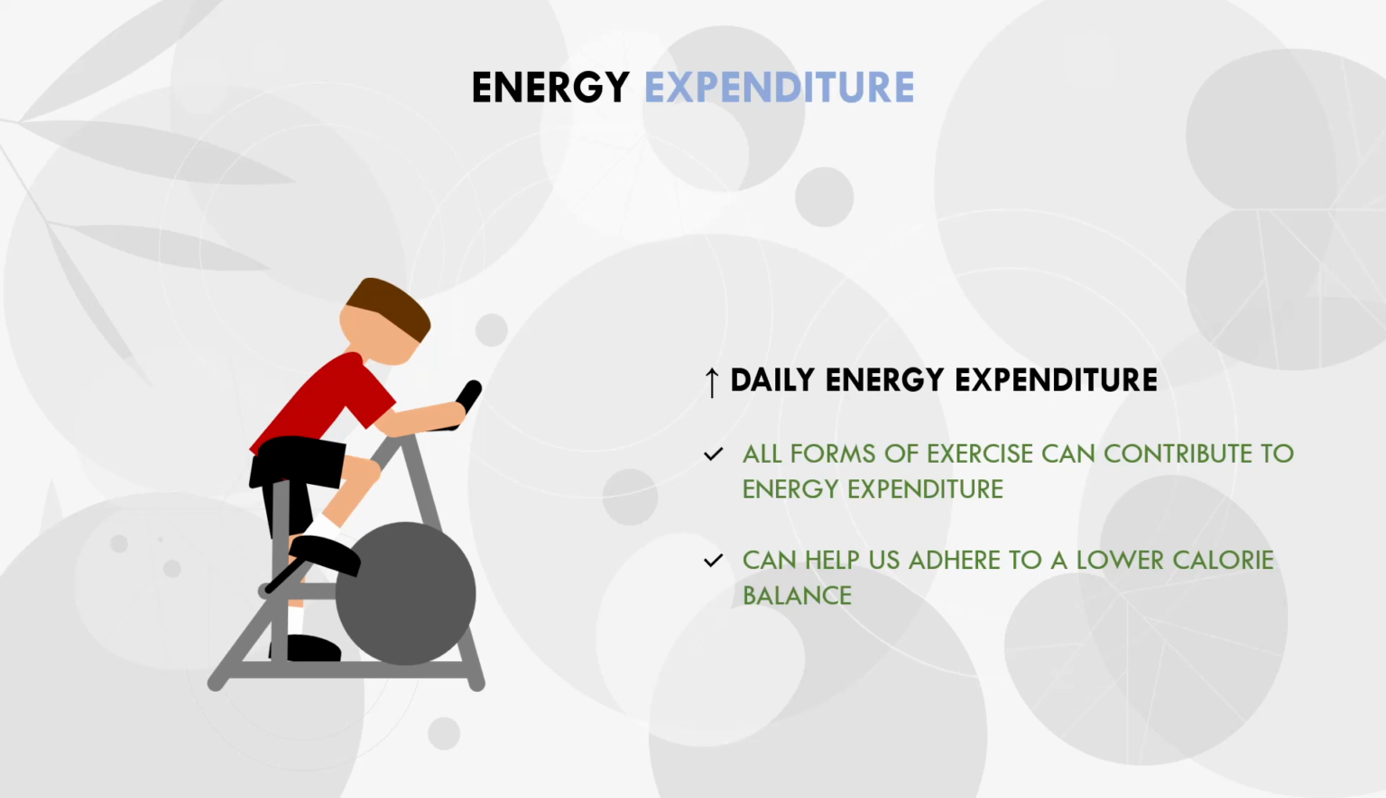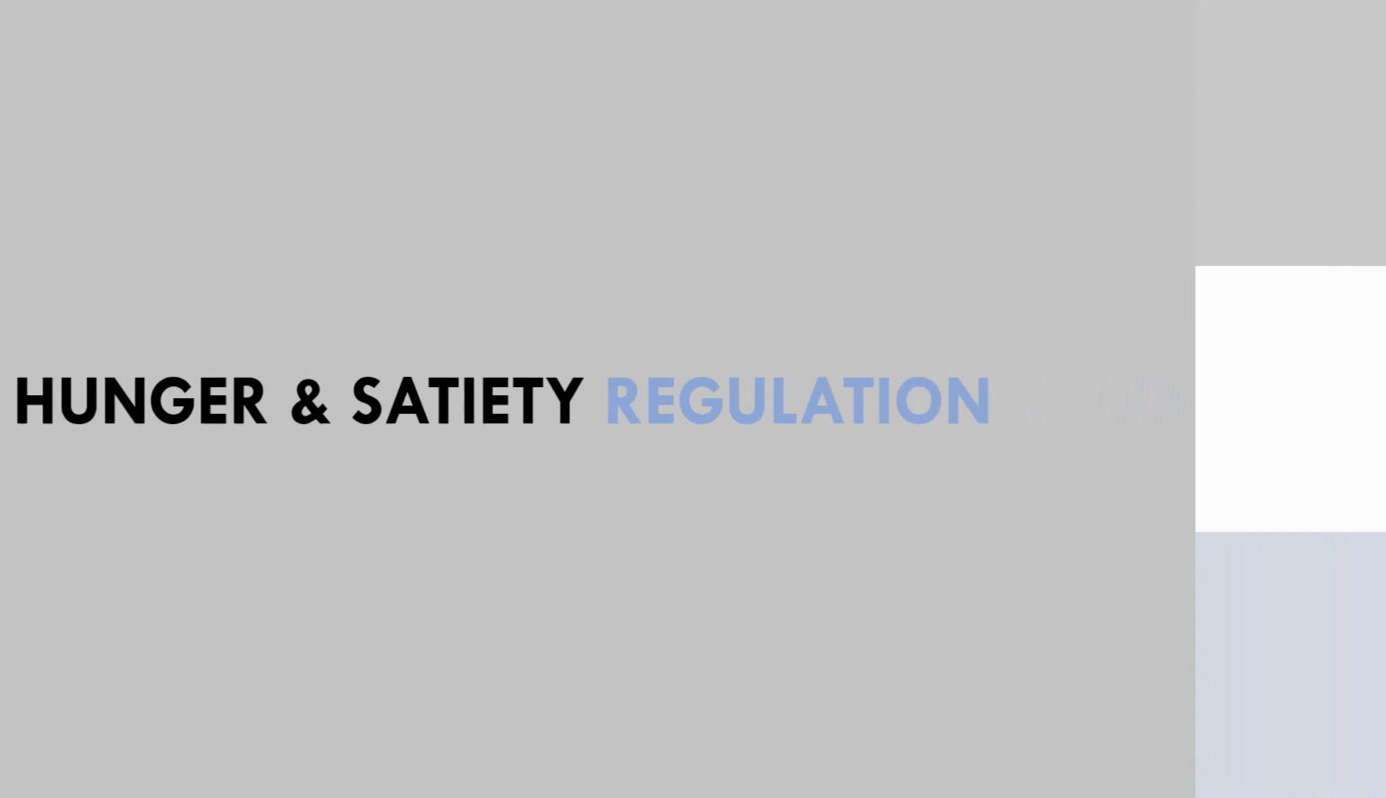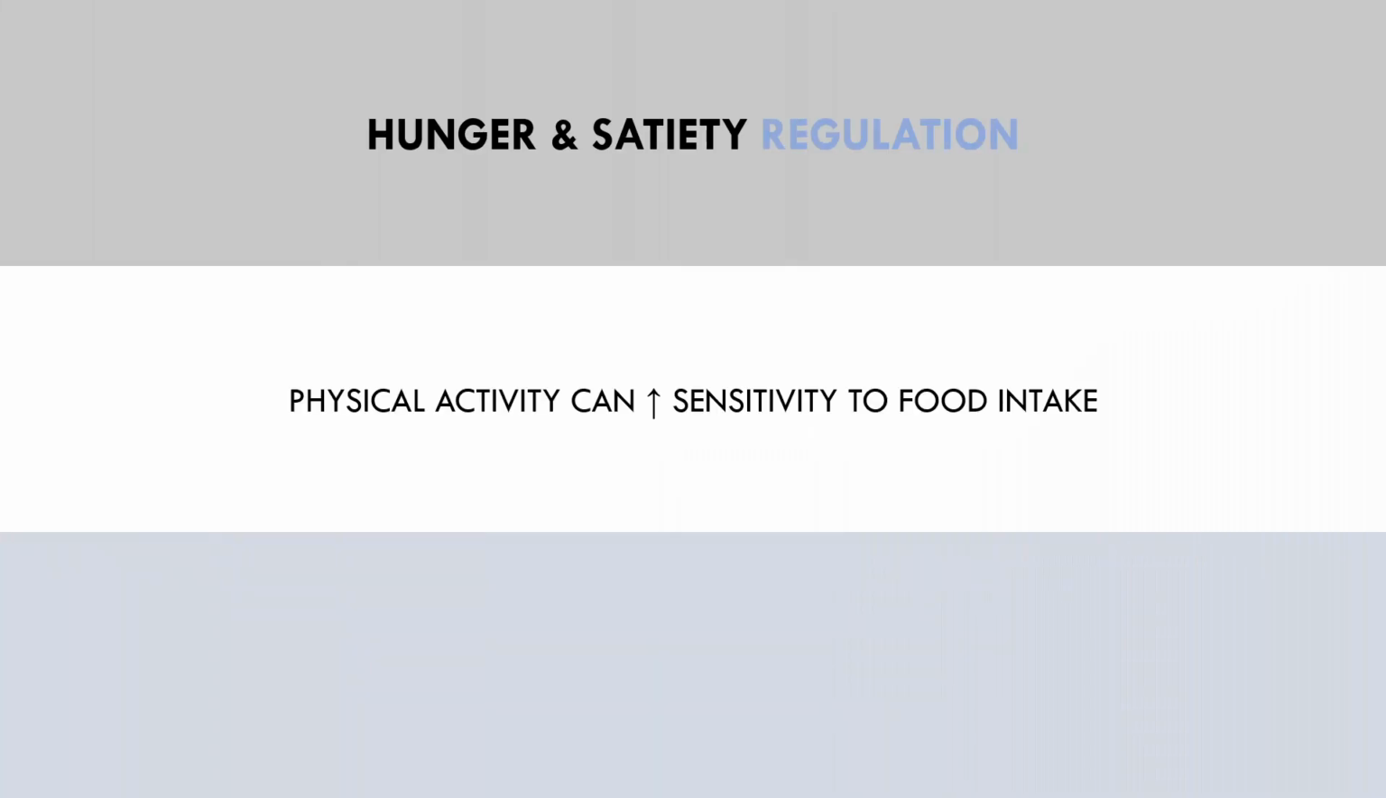Another role that general physical activity plays in body composition outcomes is due to its effect on hunger and satiety. When individuals perform moderate to high general physical activity levels throughout the day, we usually see a greater sensitivity to food intake. This means it helps us be more satiated and less hungry after eating.